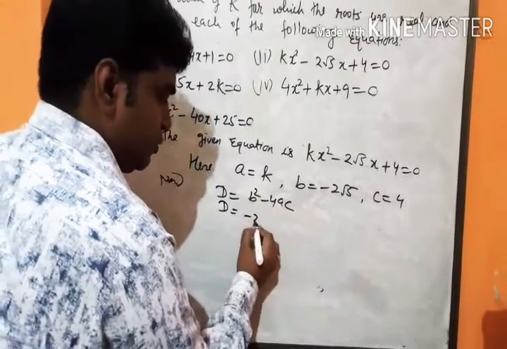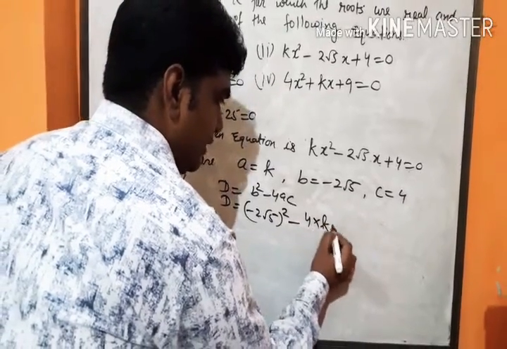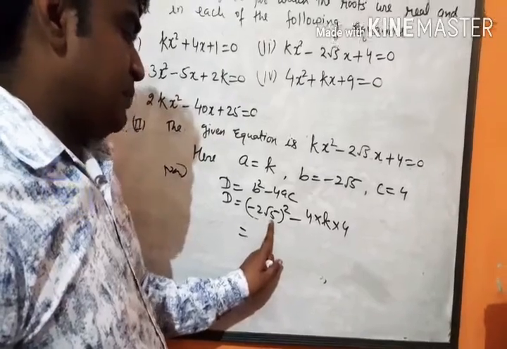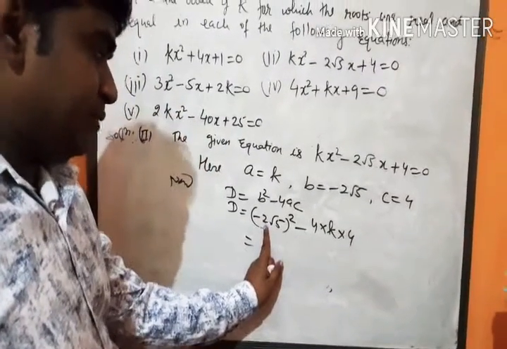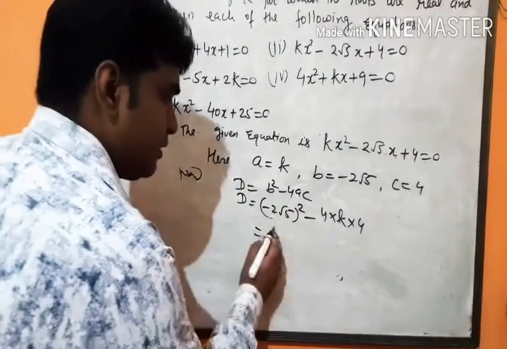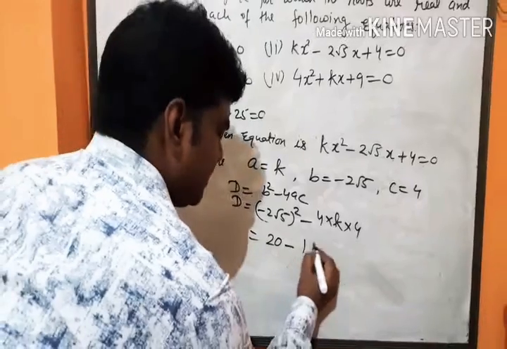Here b is minus 2 under root 5, whole square, minus 4 into k into 4. Here the square of minus 2 root 5 gives 4 into 5, which is 20. So it gives 20 minus 16k.